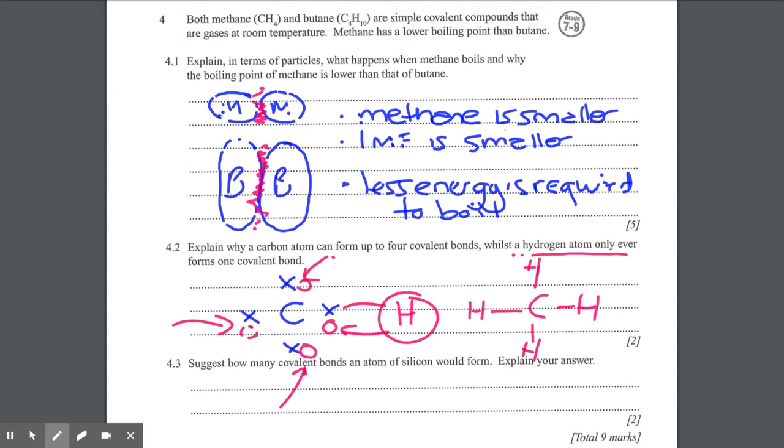Likewise, he's asking us to look at silicon, and he's asking us how many covalent bonds this could form. Now this is due to the group. Again, it's in the same group as carbon, and so it's likely that it will also form 4 bonds because it's also in group 4, similar to carbon.